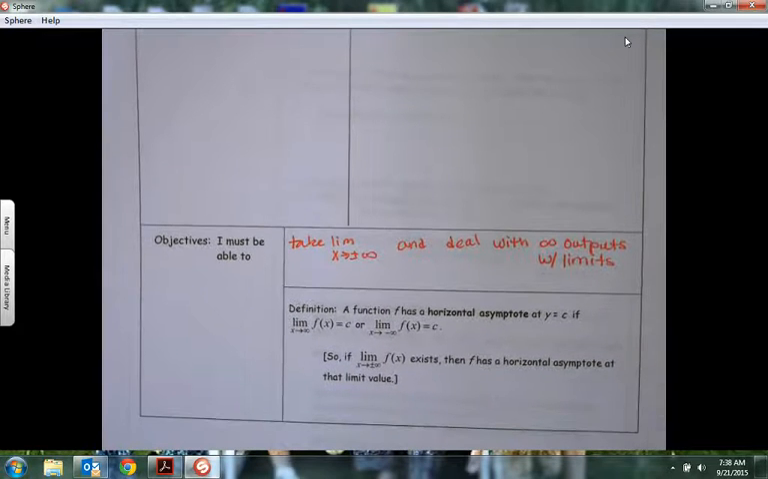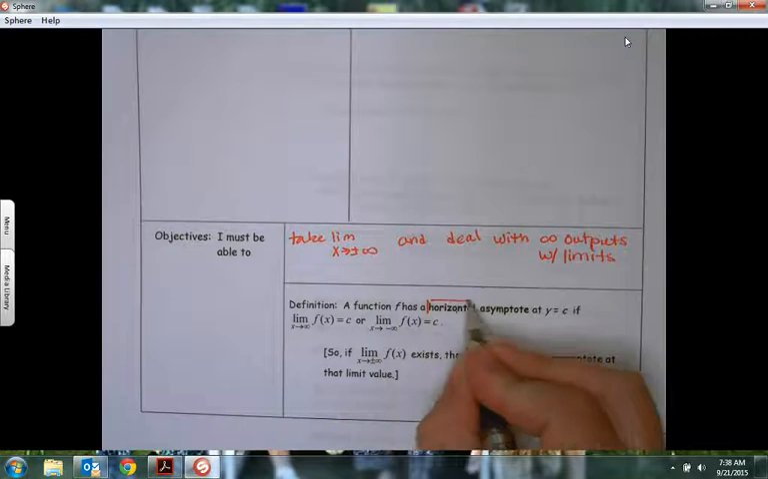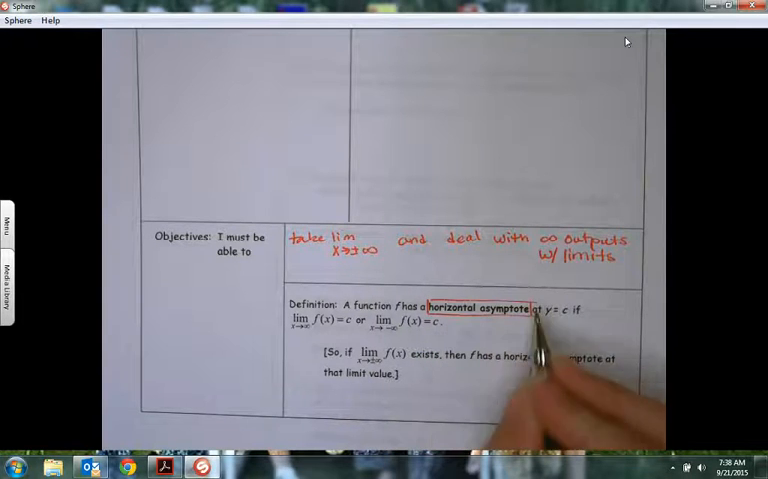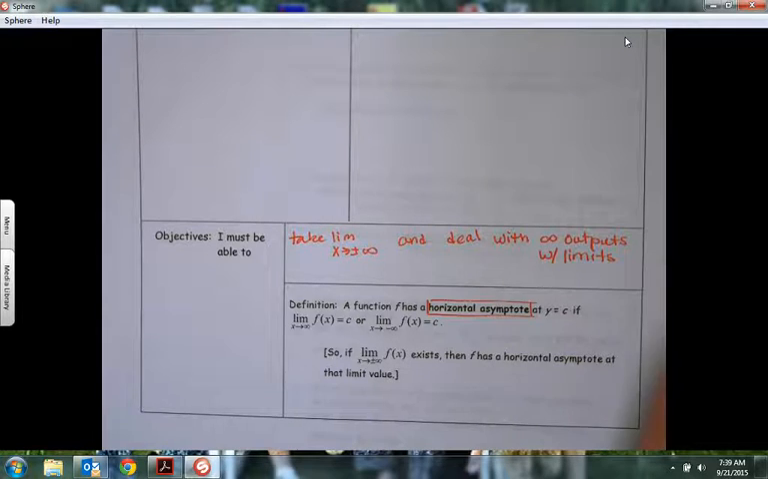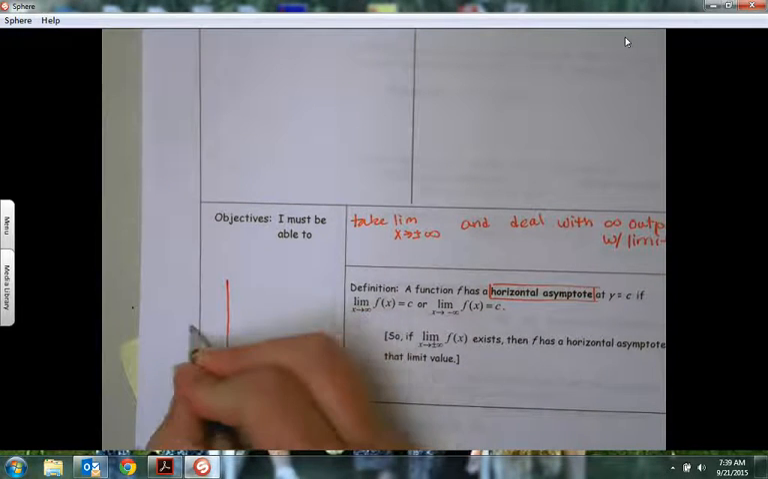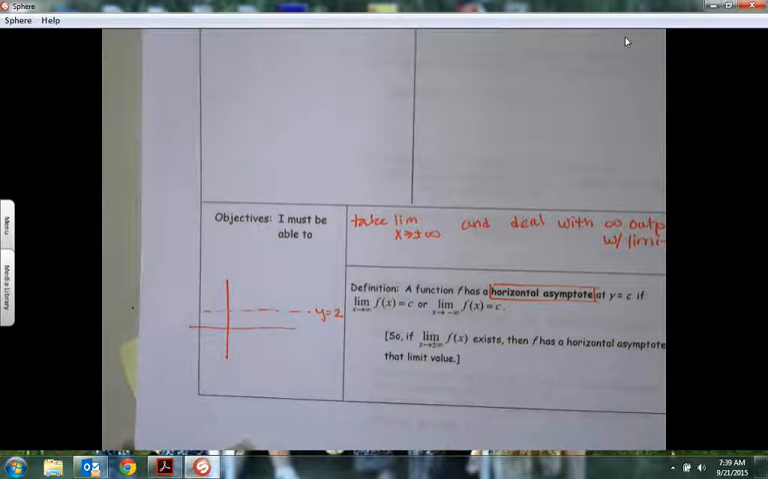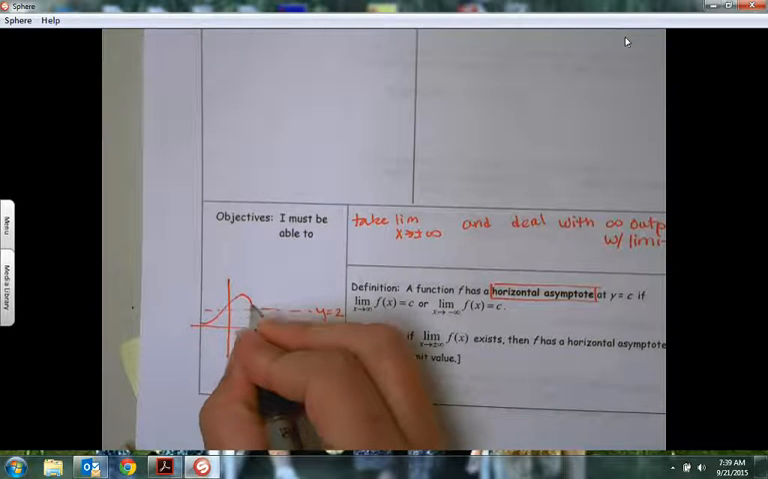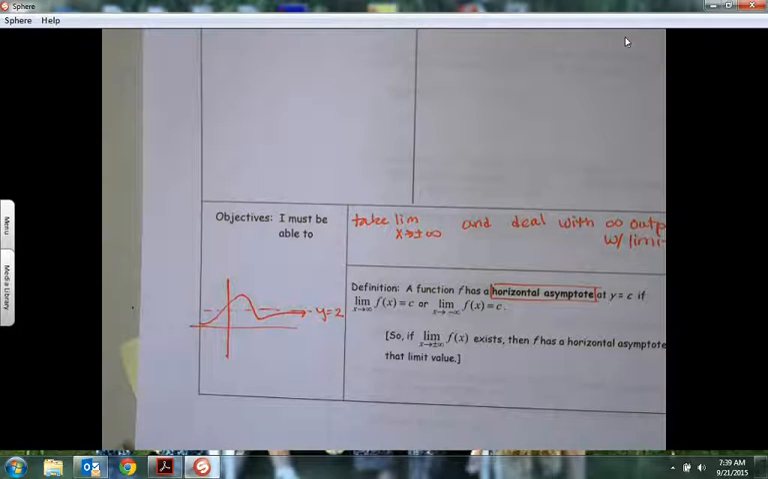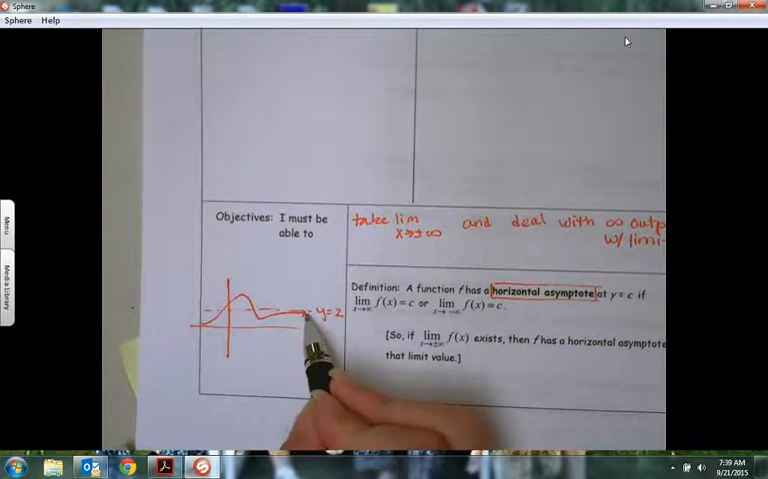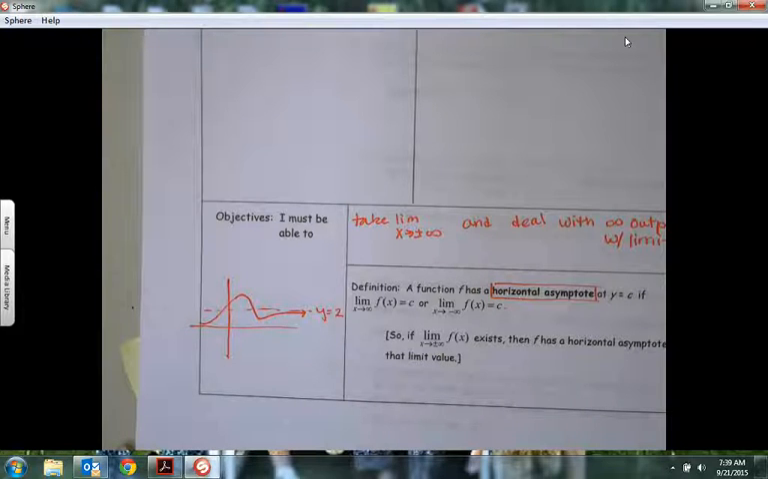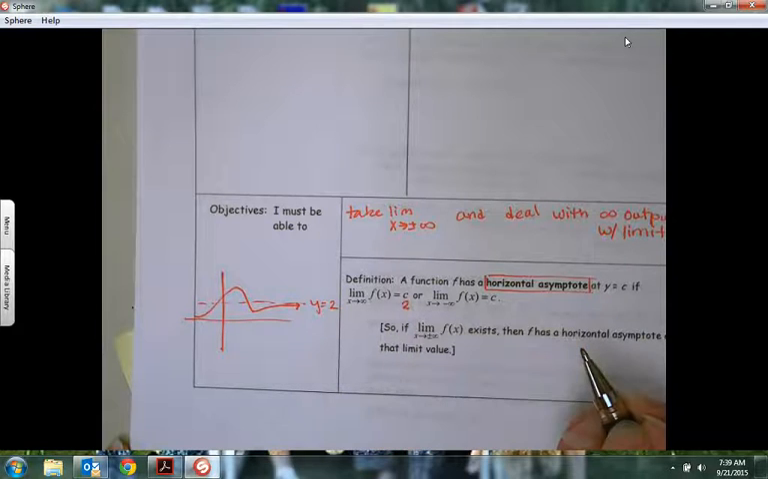Okay, so let's review our definition of a horizontal asymptote. So for a horizontal asymptote, if we kind of just remember, if I have some function and maybe this right here, y equals 2, was a horizontal asymptote. Remember, you can cross a horizontal asymptote. It's in the long run that you are approaching it. So the limit as you go to infinity, you may be approaching y equals 2. So if you take the limit to infinity and you get out 2, then we know y equals 2 is a horizontal asymptote.